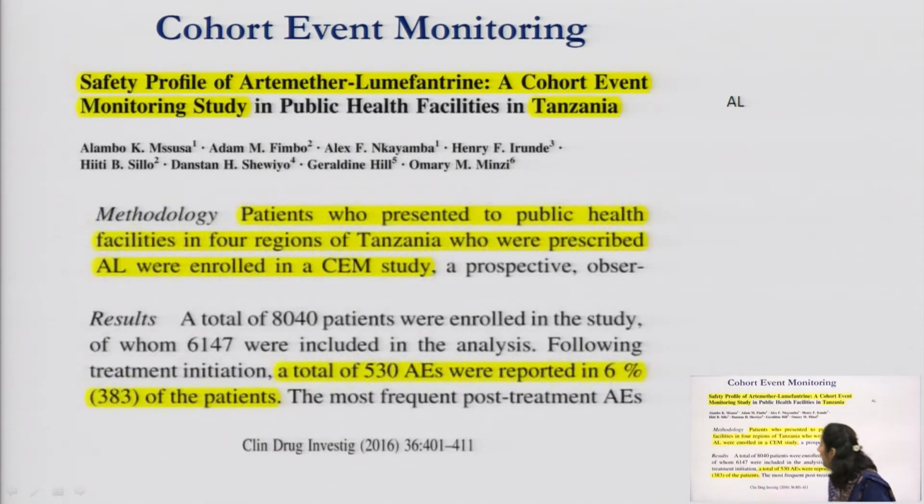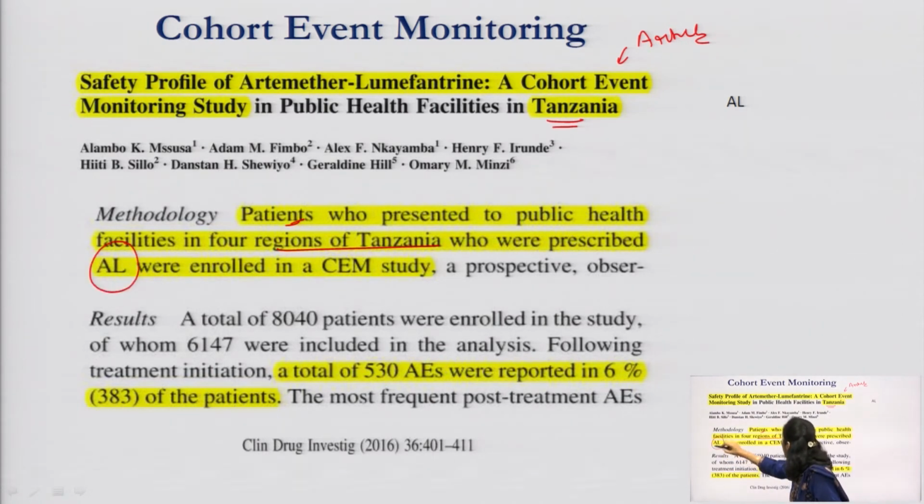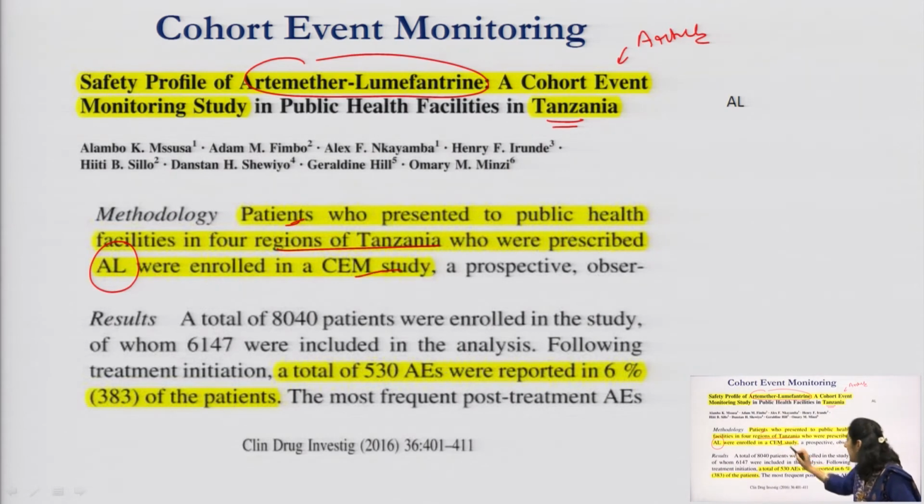So, you can see an example, this was an article, safety profile of artemether lumefantrine, a cohort event monitoring study in public health facilities in Tanzania. So, what was the methodology taken? The patients who presented to public health facilities in 4 regions of Tanzania were selected, they were prescribed AL. What is AL? Artemether lumefantrine. They were enrolled in the study, and then it was found how many adverse events were reported.